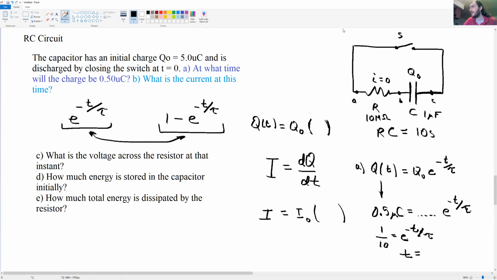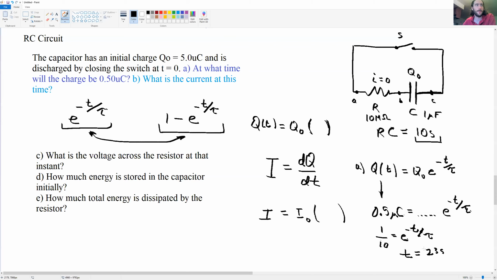What was everyone getting for that time again? 23 seconds. So let's just assume that is the correct time there. 23 seconds. Sounds right. If tau is 10 seconds, yeah, about two time constants, the net charge on the capacitor will be about 1/10.